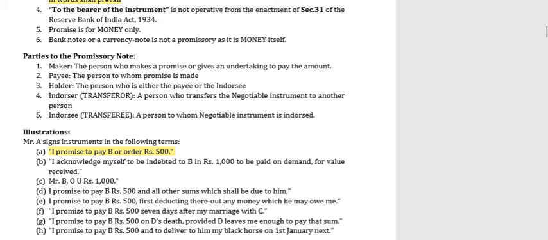Maker is the person who makes the promise or gives an undertaking to pay the amount. Payee is the person to whom the promise is made, and holder is the person who is either the payee or the endorsee. Endorser is the person who is transferring the instrument and endorsee is the person to whom the instrument is transferred. So a transferor or transferee under the Negotiable Instruments Act will be called the endorser or endorsee.